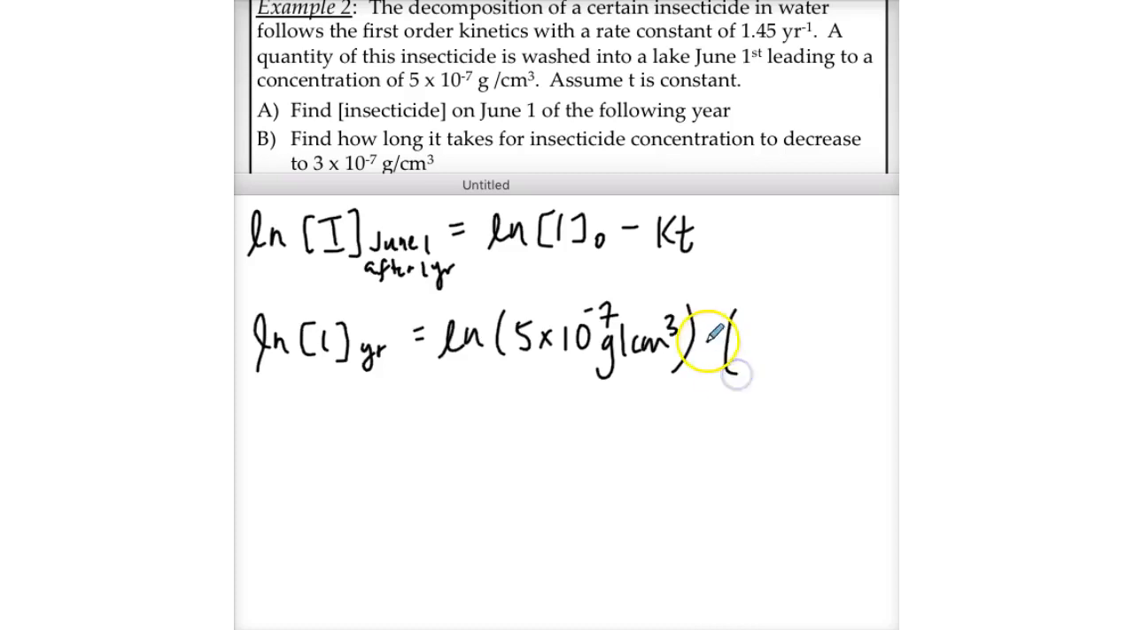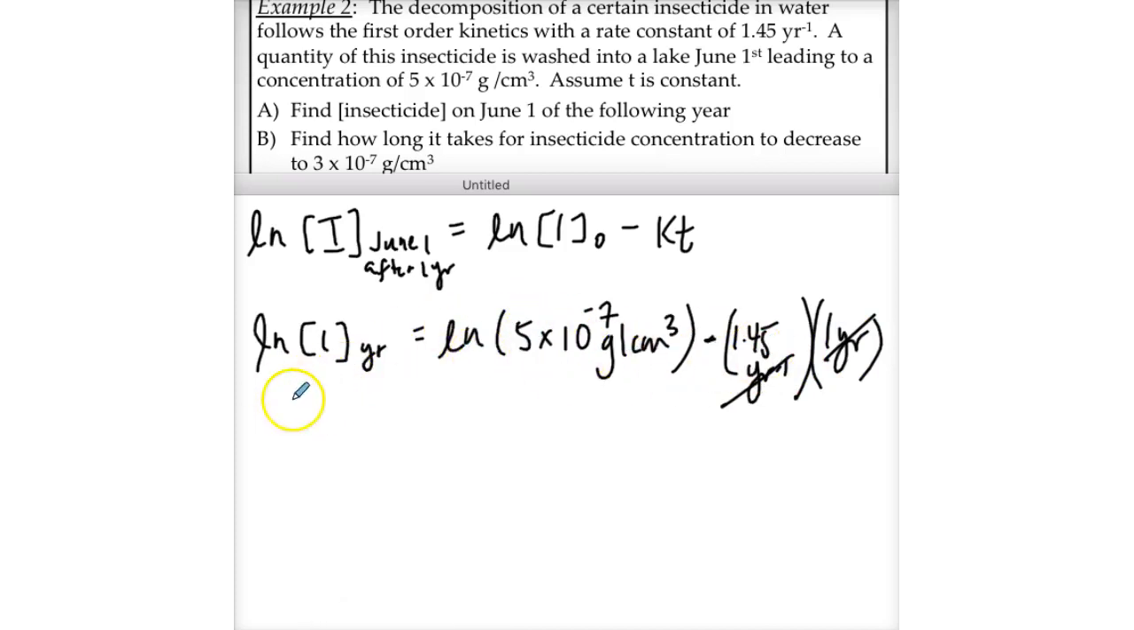Minus K, so K is 1.45 per year. And time is going to be 1 year. What's nice is that these two units cancel out really nicely. So if it said after 12 months, you'd have to convert 12 months to 1 year because it has to match the rate constant.